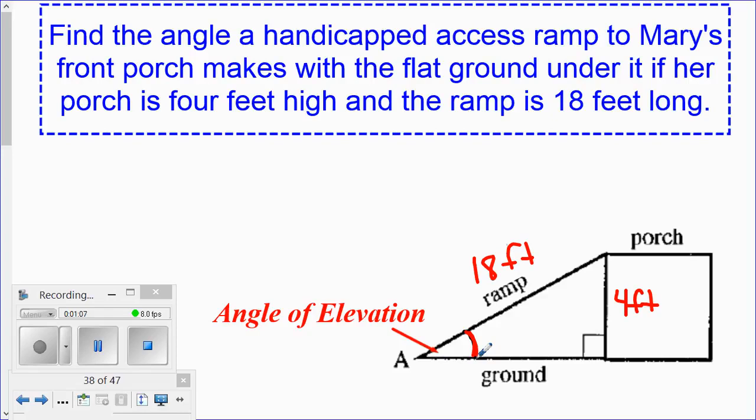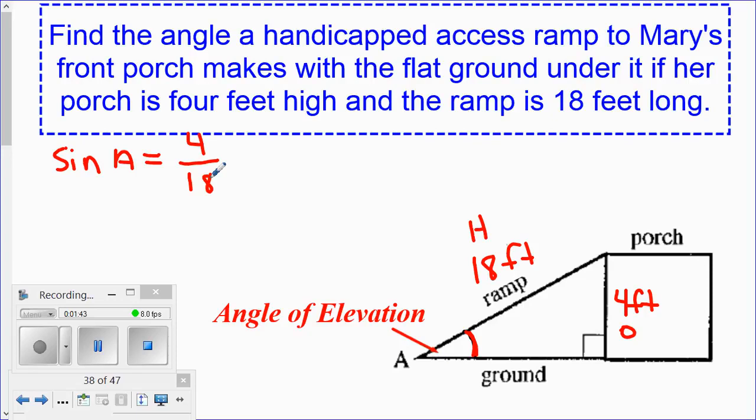So when I'm looking at that angle as my reference angle and comparing the 4 and the 18 to it, I can see that 18 is the hypotenuse and 4 is the side opposite of that reference angle. So I know the ratio I'm going to use is sine because that's opposite divided by hypotenuse. And I'm saying the sine of A is equal to, so opposite is 4 divided by hypotenuse, which is 18.